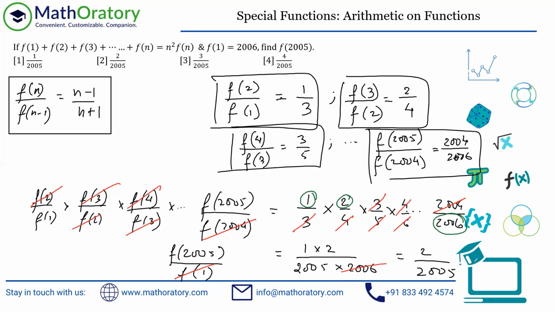So that is option 2 as the answer. A very special type of arithmetic idea on function, but things to take note of in this particular question: the relationship that was provided to us, we needed to reduce it or simplify it. So how do we simplify it?